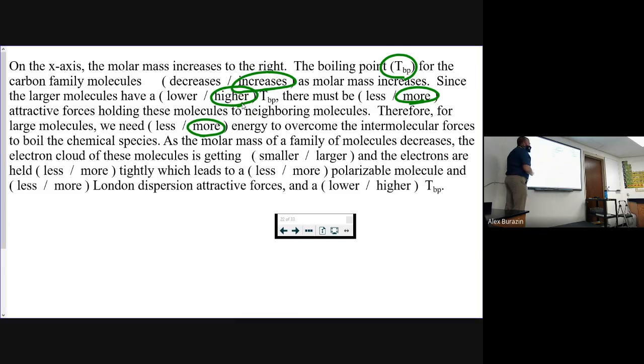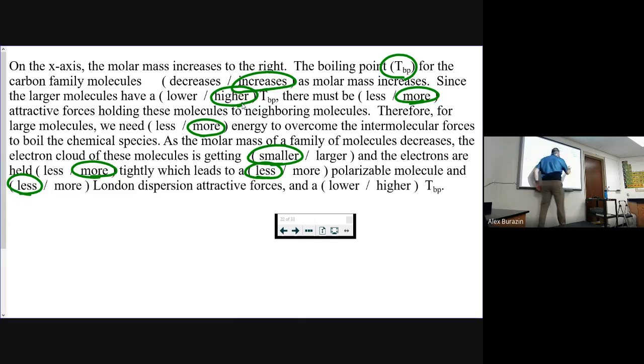And as the molar mass of a family of molecules decreases, going the other way now, the electron cloud of these molecules is getting smaller. And the electrons are held more tightly, which leads to a less polarizable molecule and less London dispersion forces and a lower boiling point. Let me recap. More mass, stronger London dispersion forces. Less mass, weaker London dispersion forces.